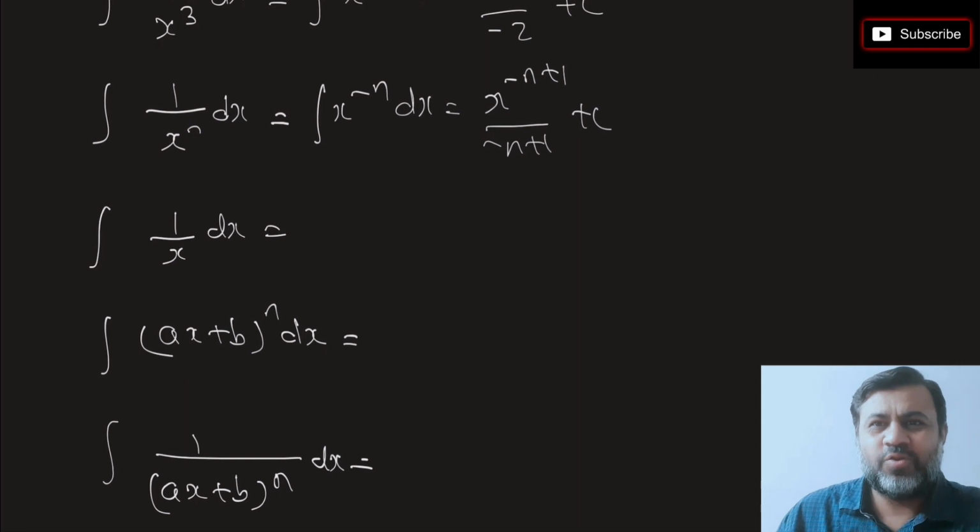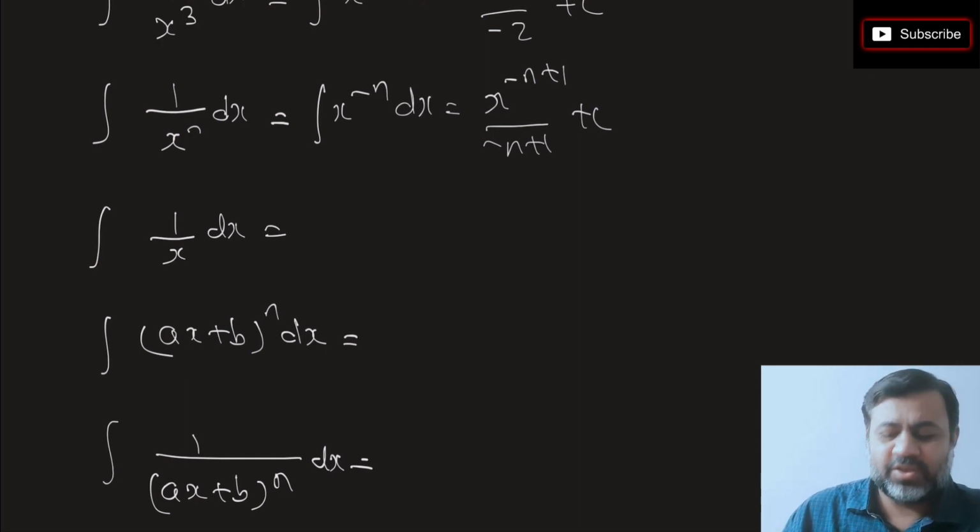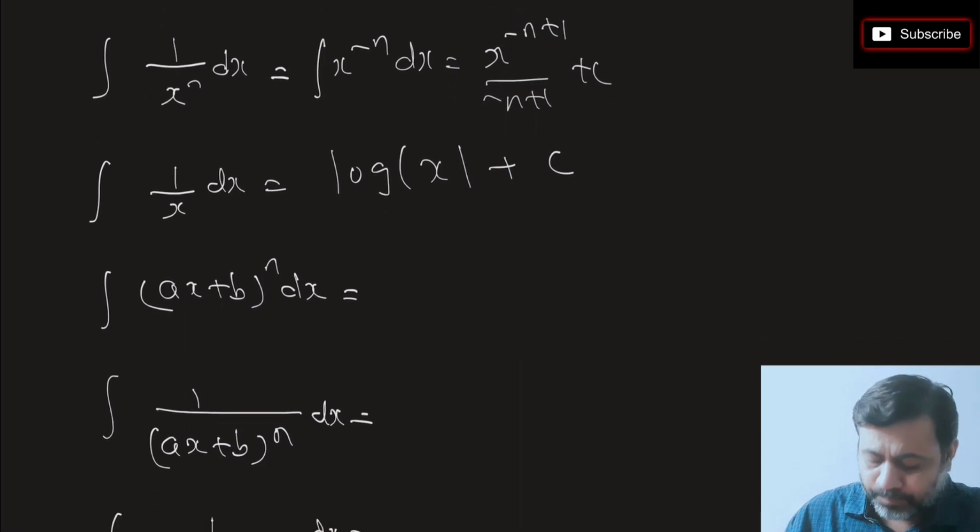So better you just remember this way, that derivative of log x is 1 by x, so integration of 1 by x has to be log x. I just write log mod x because it is defined for positive numbers, plus c.